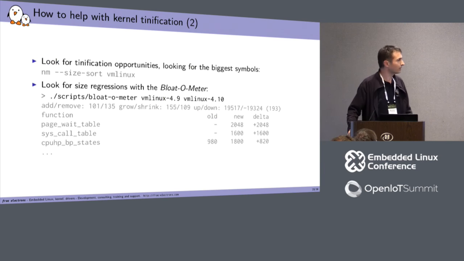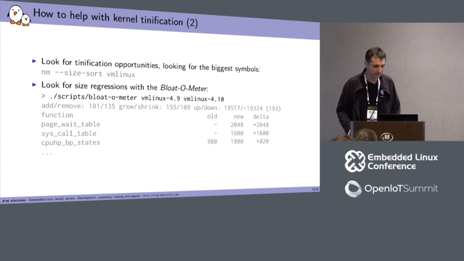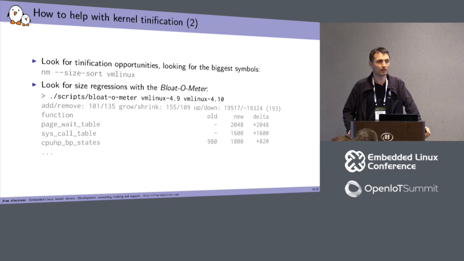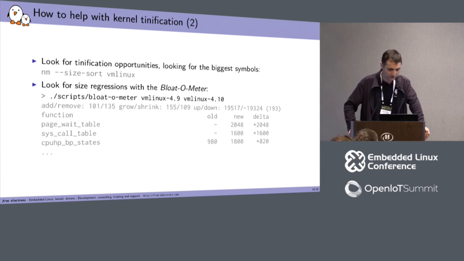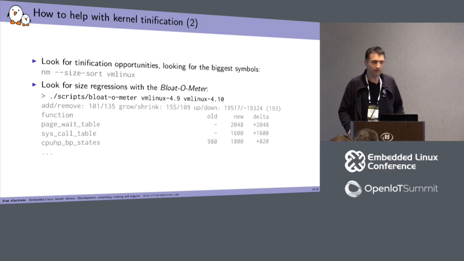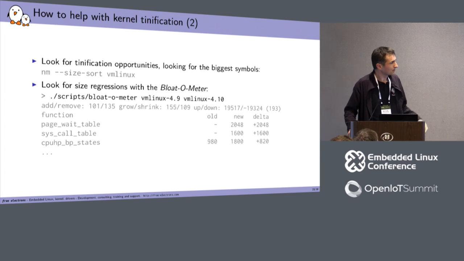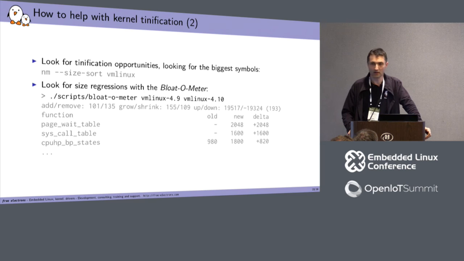Another thing you can do, I'm quoting some parts of the kernel wiki for tinyification. You could just use nm --size-sort on vmlinux, and you'll see the biggest symbols, the low hanging fruit. The easiest way is the ones that would save the most if you remove them. You can also use bloat-o-meter from Matt Mackall that's still available in scripts, which compares two vmlinux files. It's fairly easy, and it can detect size regressions, functions that have increased in size compared to previous versions.